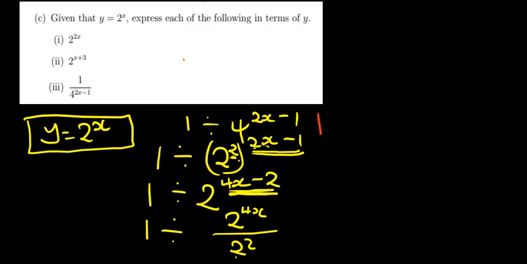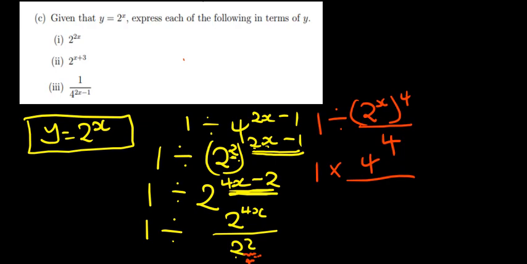Alright, so from there we're going to have 1 divided by this 2 to the power 4x. Now we can put the 2 to the power x in a bracket and raise it to the power 4. So it will be 2 to the power x, with a 4 outside, and then I'm dividing all this by 2 to the power 2. What is 2 to the power 2? It is 4, so I'm going to write 4 there. By the laws of division, this can be 1 multiplied by 4, and then we are dividing by 2 to the power x to the power 4.